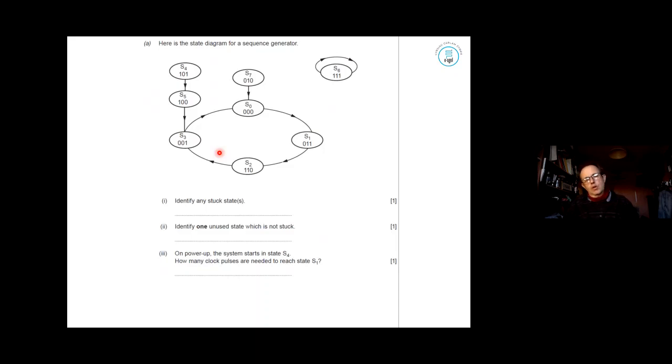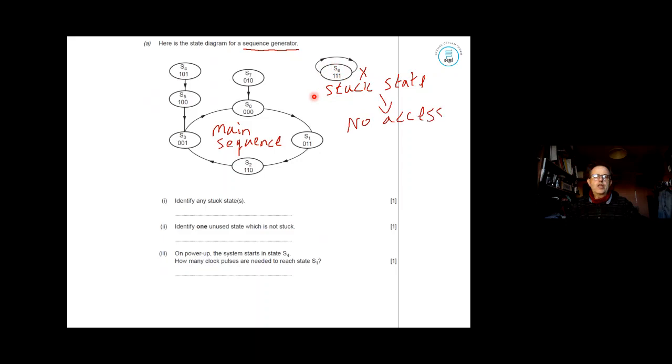Right, moving on to sequence generators. This is component 2. This is in year 13. Right, when it comes to the exams themselves, component 2, not in the AS. Right, first thing you've got to recognize about sequence generators is you always have something that we call a main sequence. So a main sequence is made up of states all going around. If you don't have a state and it doesn't go into this main sequence, we call it a stuck state.